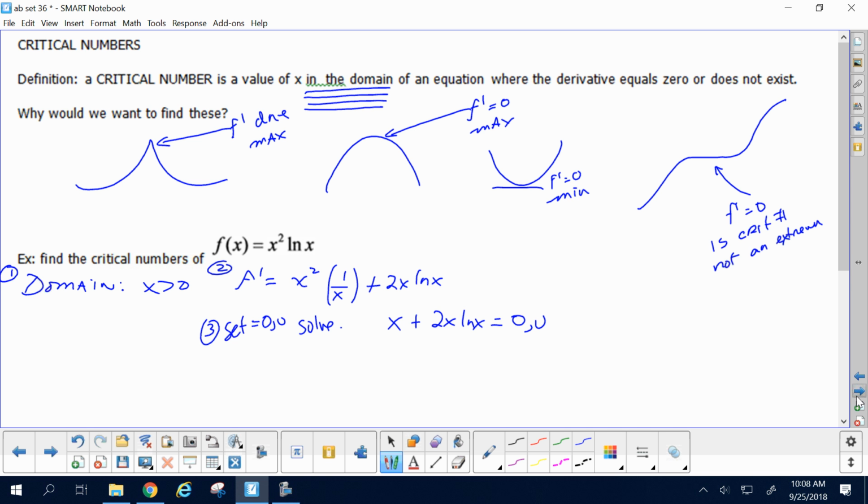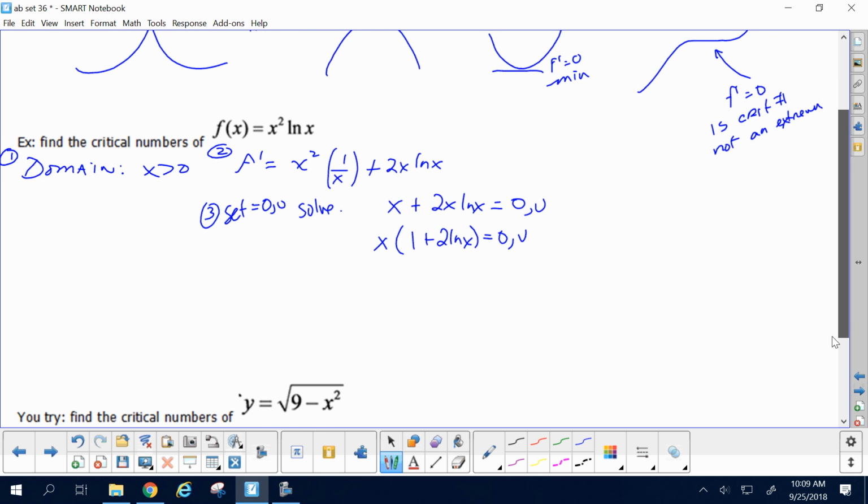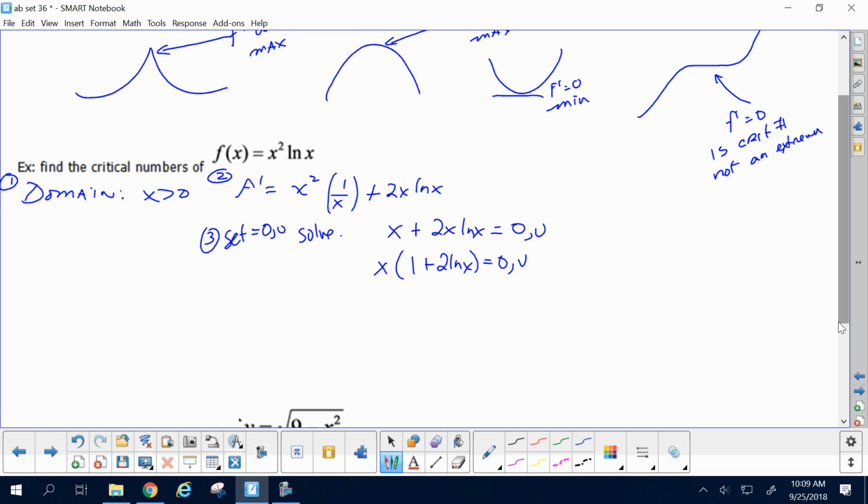How do you want to solve that? This will require some algebra skills on your part. Factor out an x. If I factor out an x, I have x times 1 plus 2 natural log of x equals 0 or undefined. I want to find whether it's a 0 or undefined because either one's a good critical number. Would you agree that this equation would equal 0 if x equals 0, but that is not in the domain, and so that would not be a critical number.